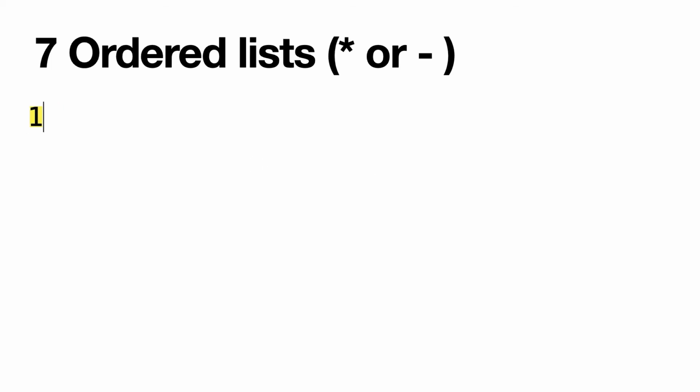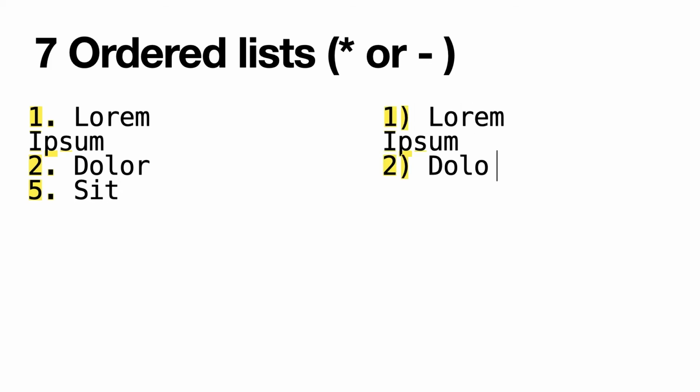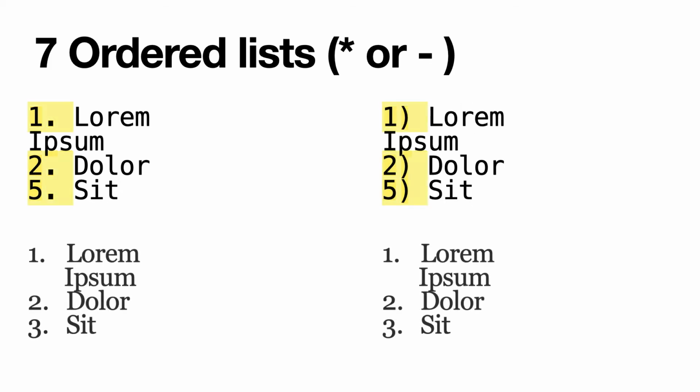Number 7, ordered lists. Ordered lists start with a number followed by either a period or end parentheses character, then a space. Some Markdown versions, such as Apple's and Discourse's, will order themselves on that first number. Any number after that will increment by 1, no matter what you enter as a number. So watch for this behavior in your application.